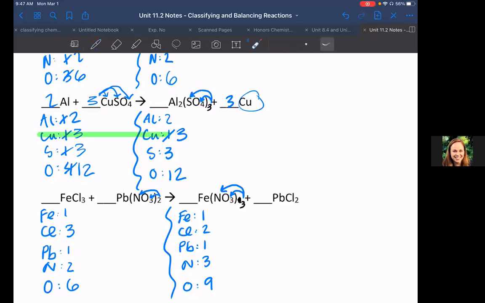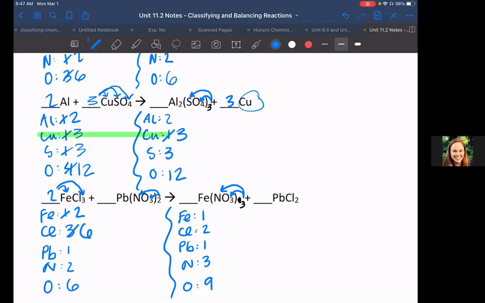So starting from the top, our irons are good. Let's look at our chlorines. We have 3 chlorines on one side and 2 on the other. So the smallest multiple that they could be equivalent at is if they're both equal to 6. So how would we get 3 to 6? Well, we multiply it by 2. And so we find the chlorine containing compound and put a 2 in front of it. We now have 2 irons and 6 chlorines.